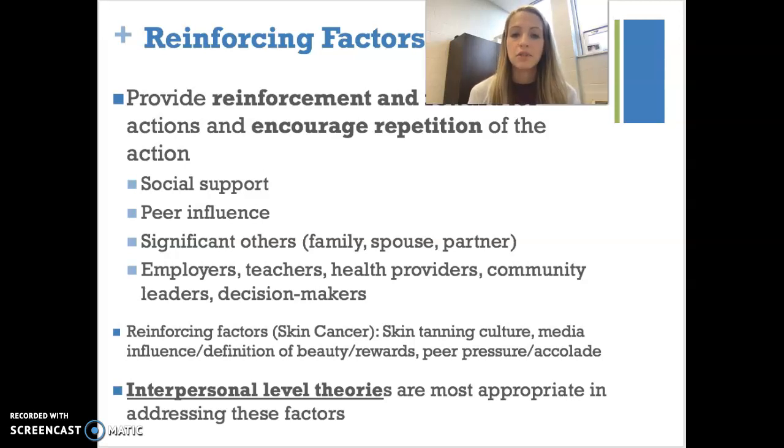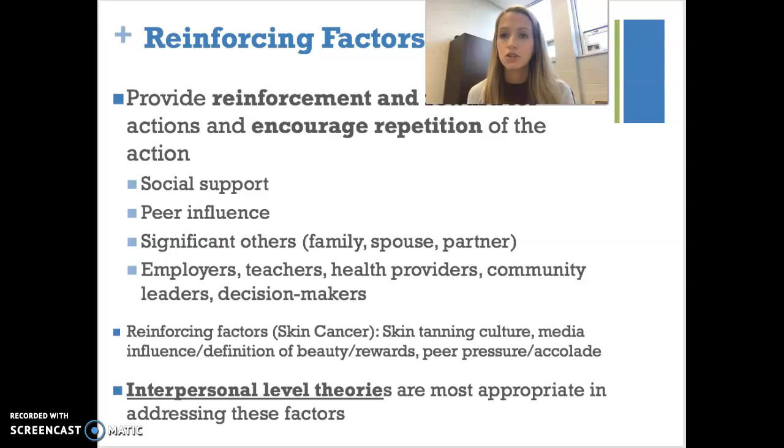So for reinforcing factors, thinking about skin cancer again, skin tanning culture, right? We see in the media about all these tanning salons and things like that. Not so much anymore, but in previous years there was a lot of marketing around tanning beds and things like that. And it's really a part of that culture, that social influence.